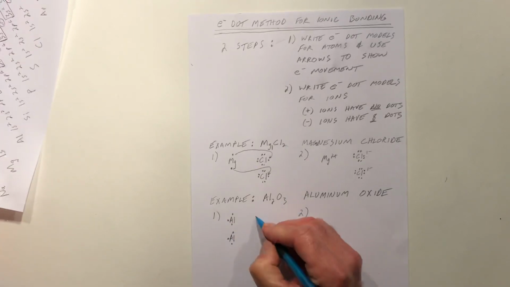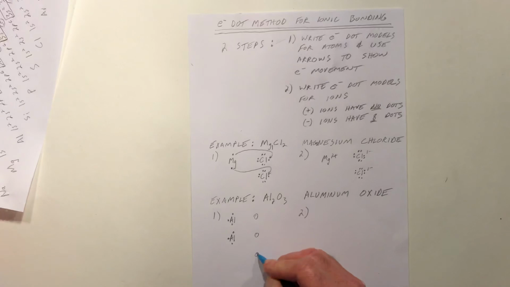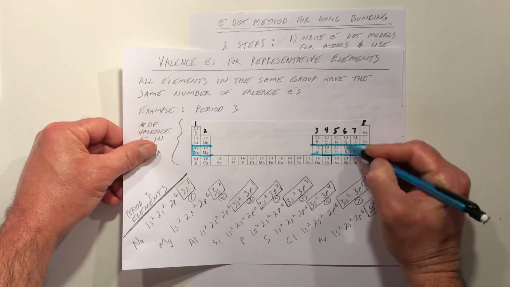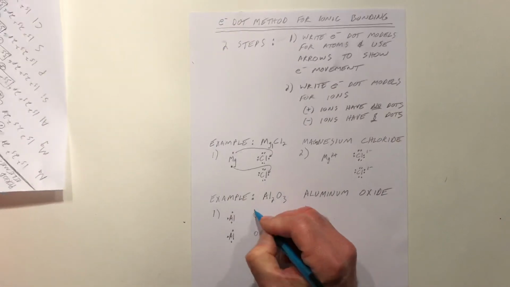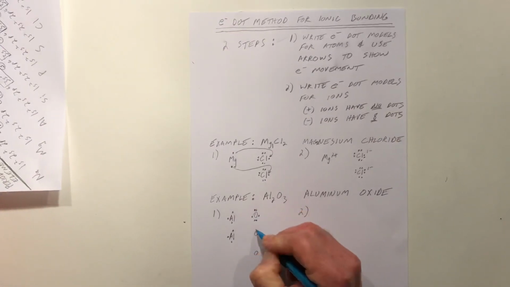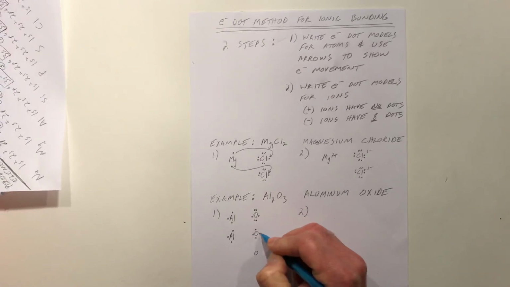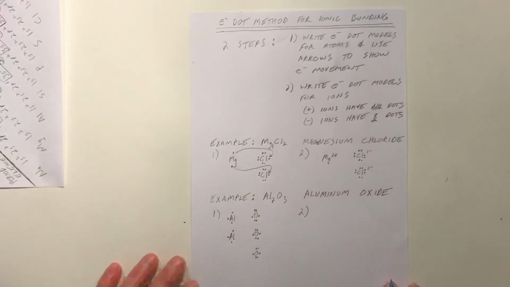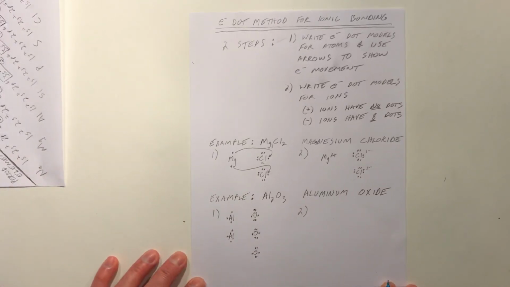And 3 oxygens. So 1, 2, 3. Oxygens are in the group that has 6 valence electrons. So 1, 2, 3, 4, 5, 6, for each oxygen. Remember that when you put the dots in, we want to keep them as far apart as possible.